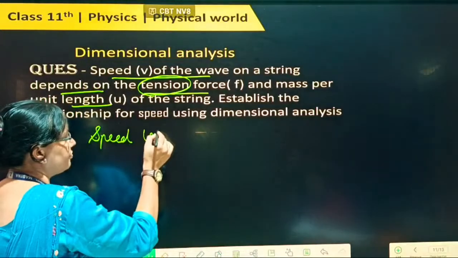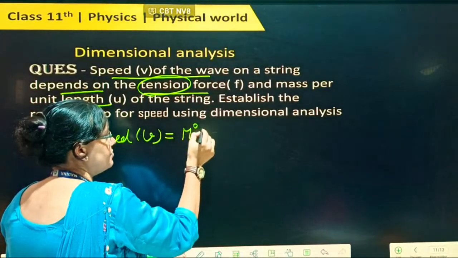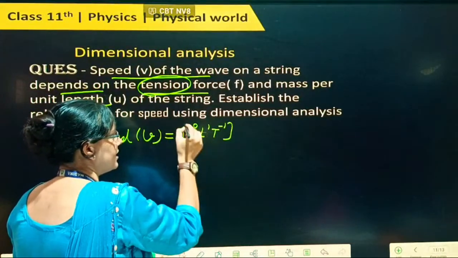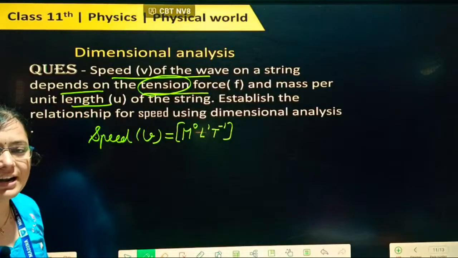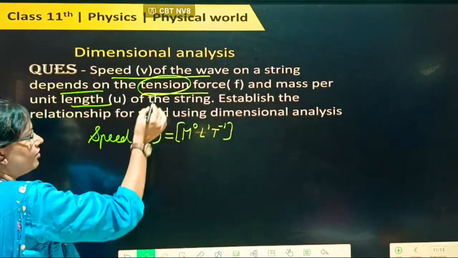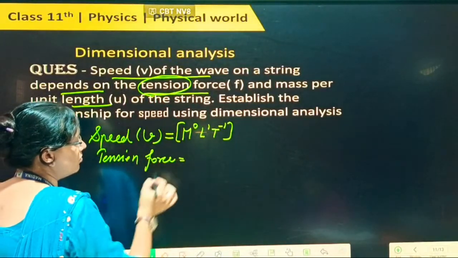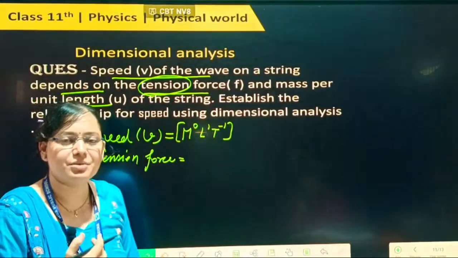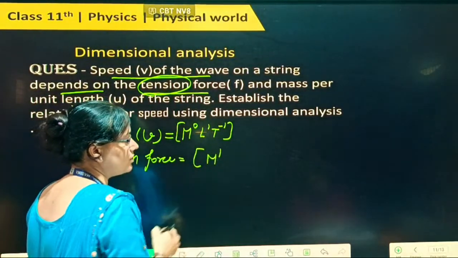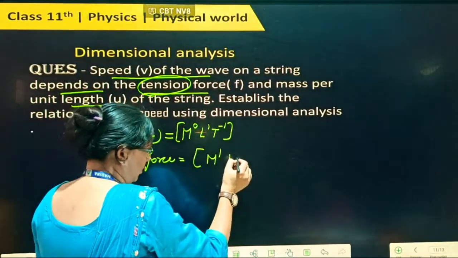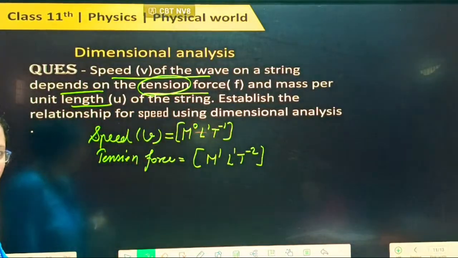First, the dimension formula of the speed is M^0 L^1 T^-1. Now for the tension force, any type of force will have the same dimension formula. We have already written the dimension formula of force: M^1 L^1 T^-2.